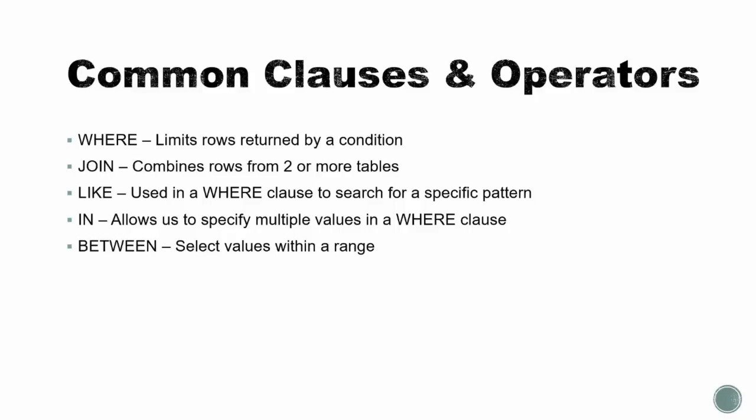All right, and then we have some common clauses and operators, such as where, which will limit rows returned by a condition. So we can specify, for instance, select name where ID equals 5. So then it will return the name of the record that has the ID of 5. Join will combine rows from 2 or more tables. Like is used in a where clause to search for a specific pattern. This is used in searching, for instance. In will allow us to specify multiple values in a where clause, and then between will select values within a range.